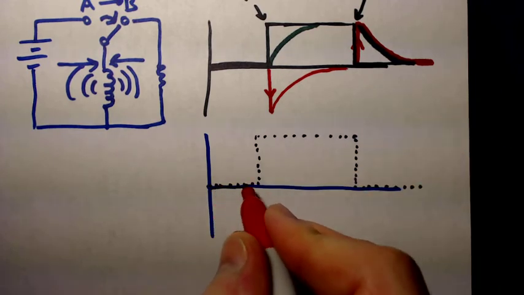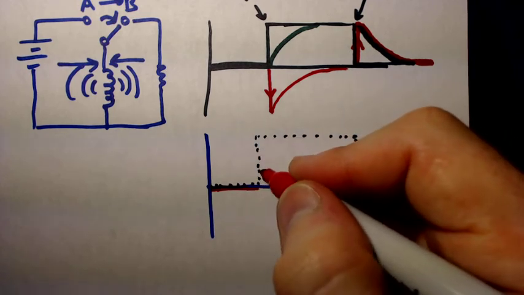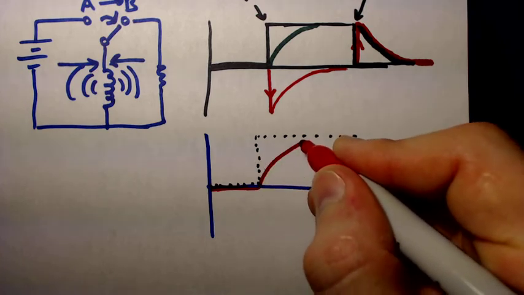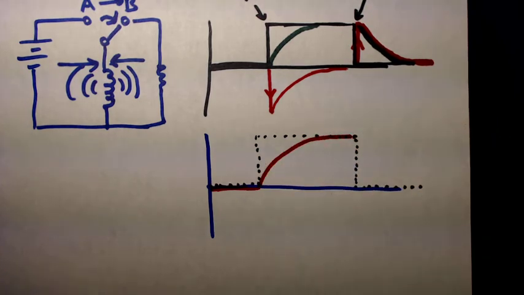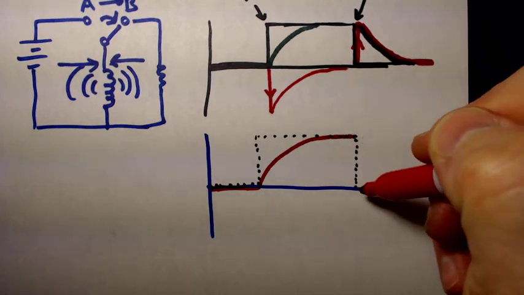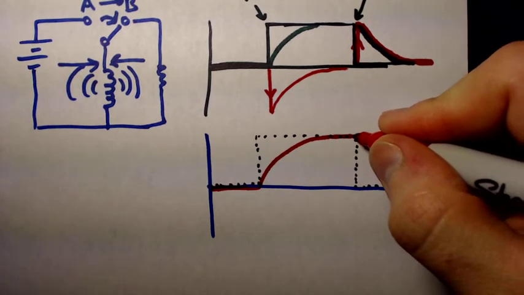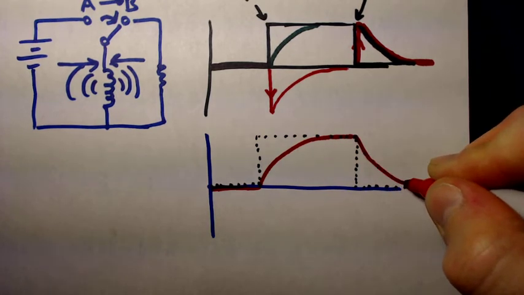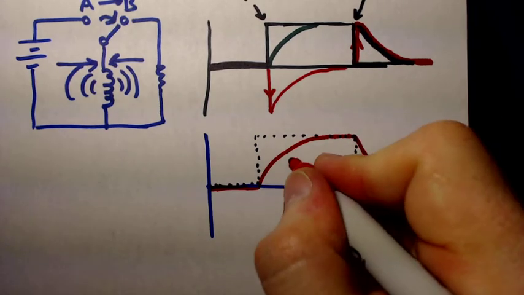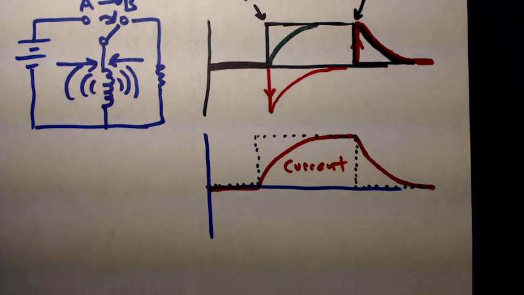Current is at 0. Switch gets thrown, expanding magnetic field, back EMF generated, current rises slowly. Switch gets thrown over to B, back EMF generated in the positive direction, and keeps the current from falling instantly. I think that's a good way to view and look at this device.